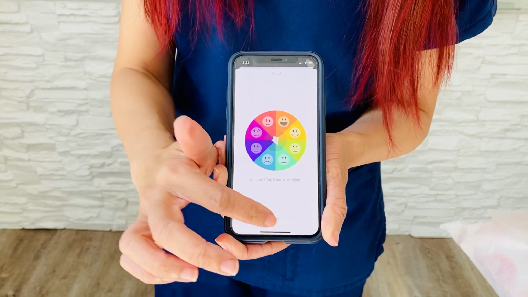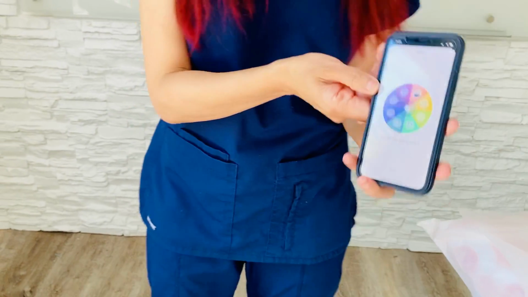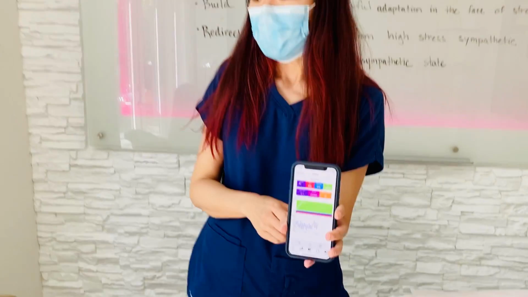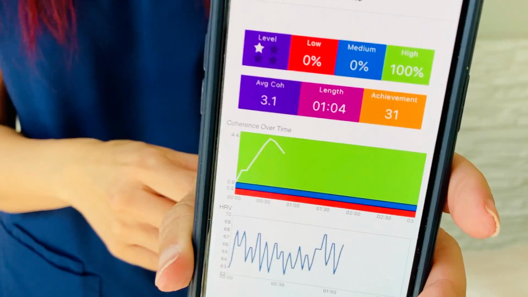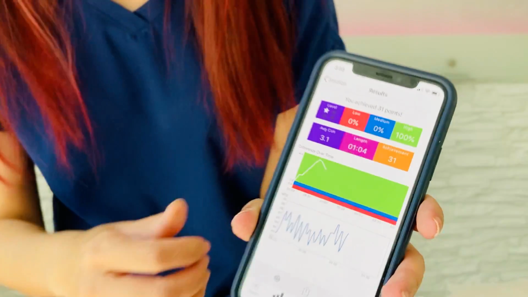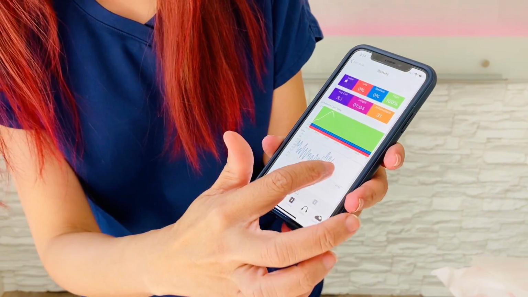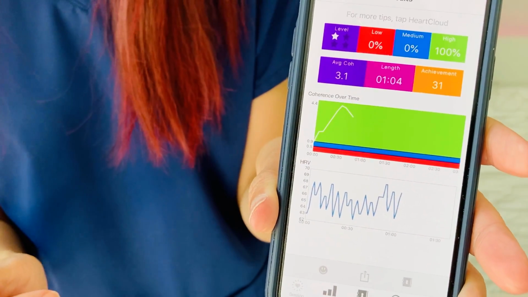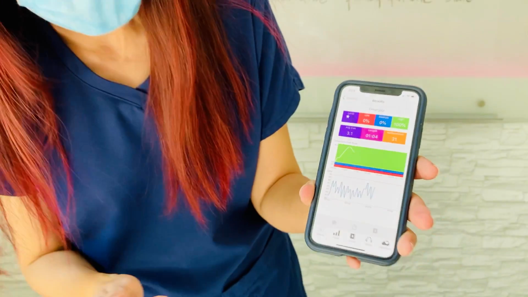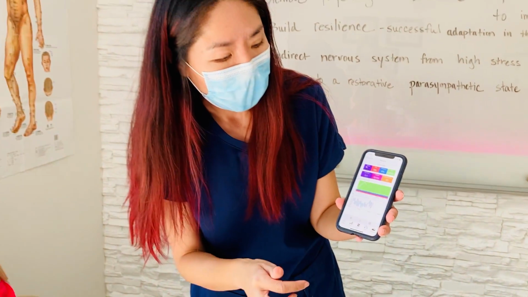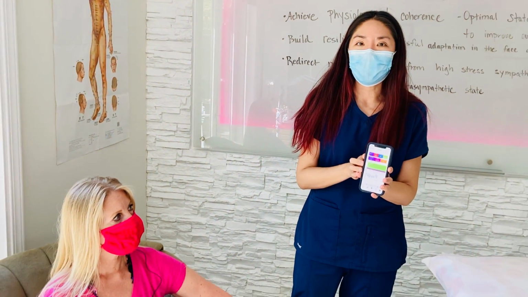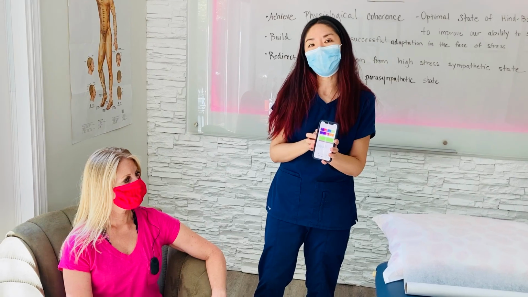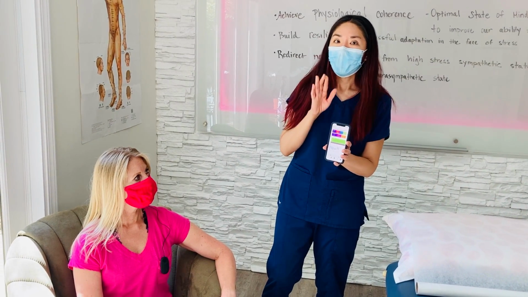All right, that was 1 minute. So here is her data. It's important to have something objective. So she went up to 100% coherence. And this is the pattern that she went in. It went up and down, which is very good, in a very predictable way. So in that 1 minute, she was able to switch her nervous system and improve her heart rate variability by double, from 55% to 100%.